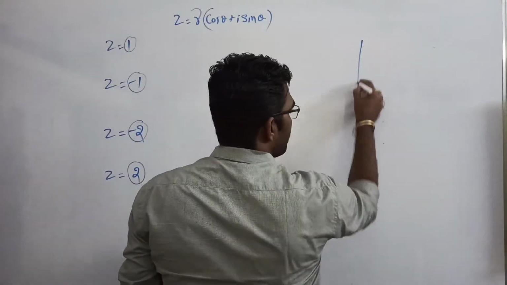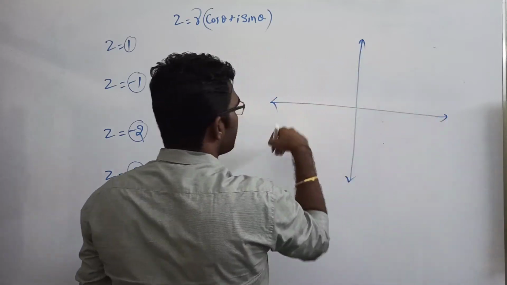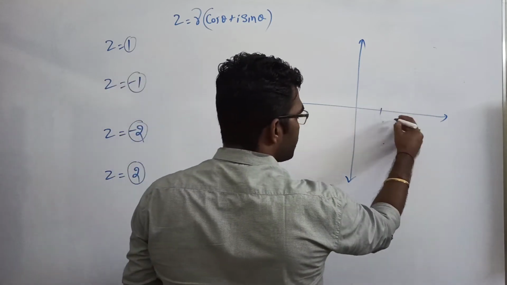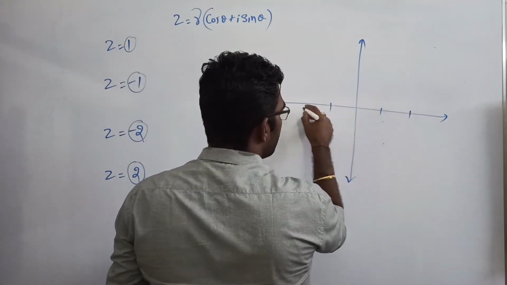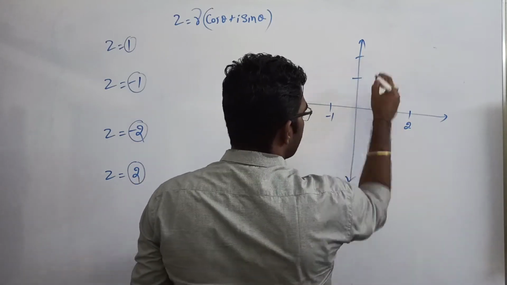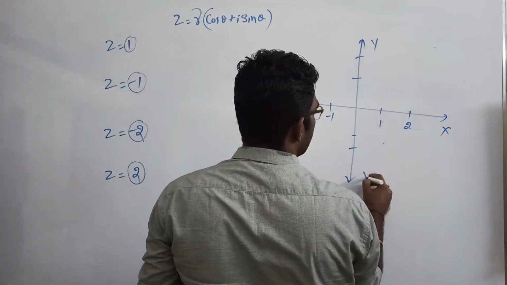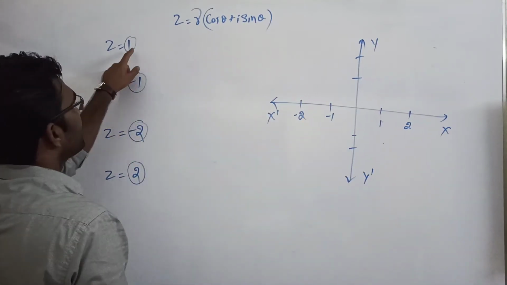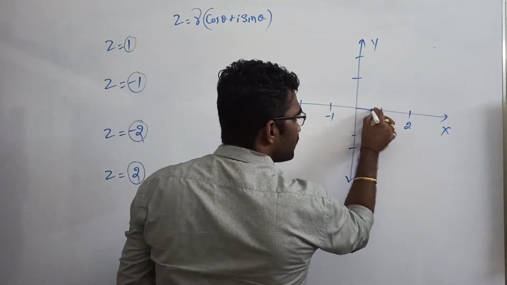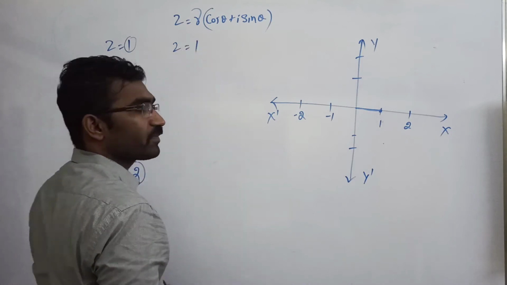Suppose this is the y-axis and this is the x-axis. For the sake of simplicity, consider it as the Argand plane or the complex plane. For example, this is 1, this is 2, this is minus 1, minus 2, this is 1, this is 2. This side also has numbers. This is x, this is x dash, this is y, this is y dash. Exactly where does 1 lie? It lies on the x-axis. The distance is nothing but 1. Therefore, the value of r is 1.